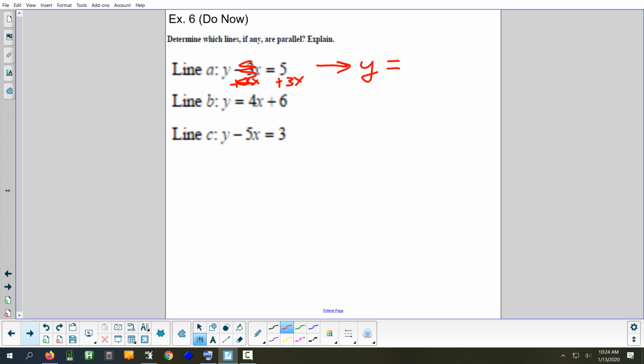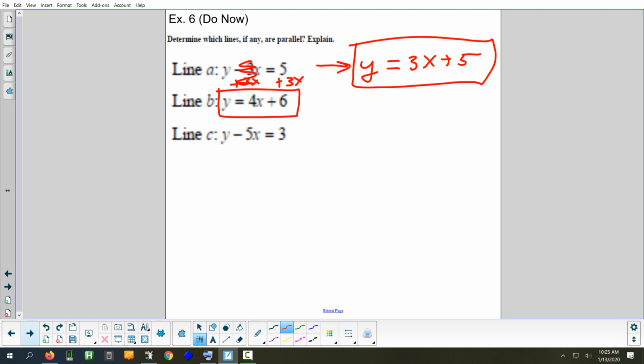Now, if you were thinking, well, couldn't I write 5 plus 3x? Technically, you're not wrong, but we want the number with x first. That's y equals mx plus b. Okay, so we've got that.